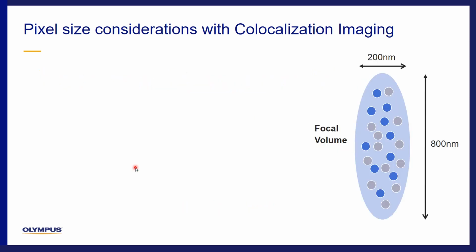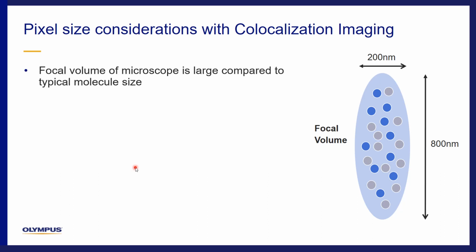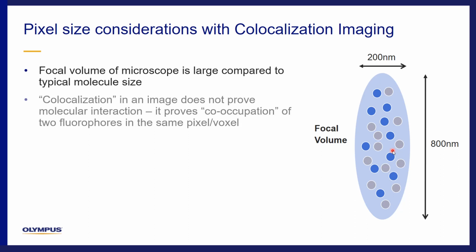The reason is that the focal volume of a microscope, the single spot that a microscope can see, is often very large compared to a typical molecule. So over here we've got basically the point spread function of a common confocal image, about 200 nanometers in X and Y and about 800 nanometers in Z. So in that focal volume we can cram in a whole lot of fluorophores. So it's important to consider the spatial relationship.